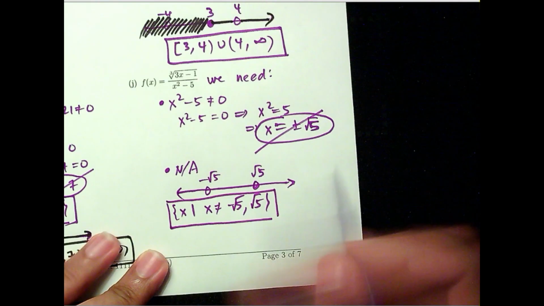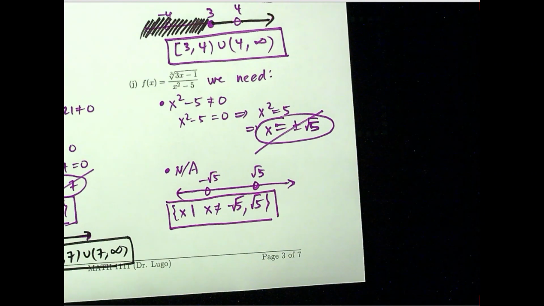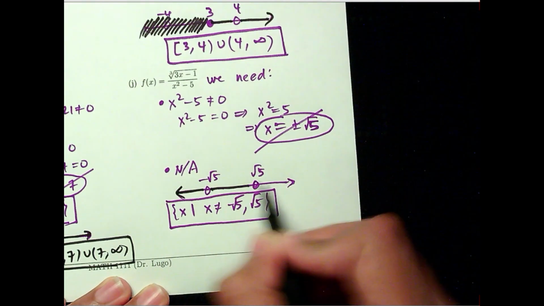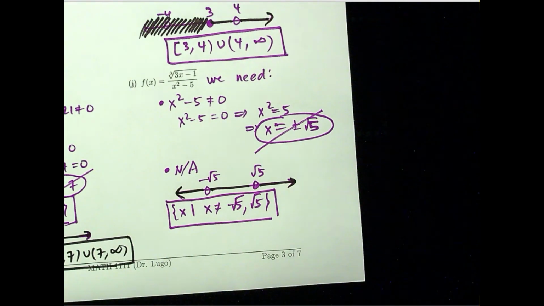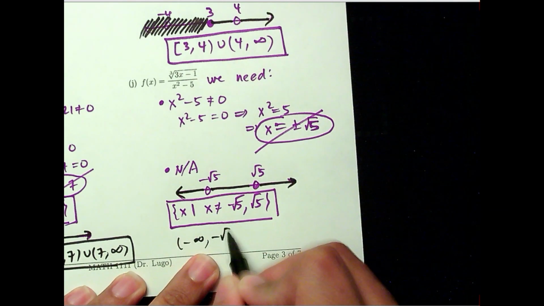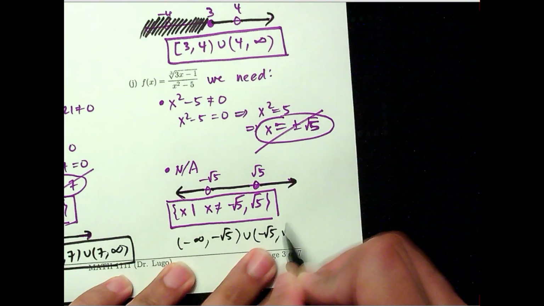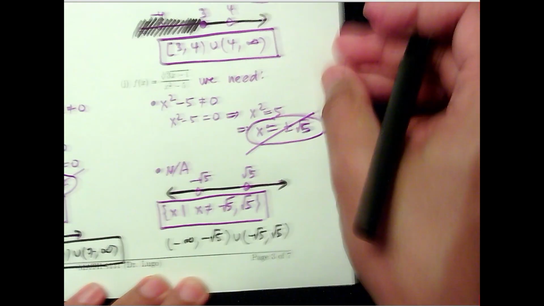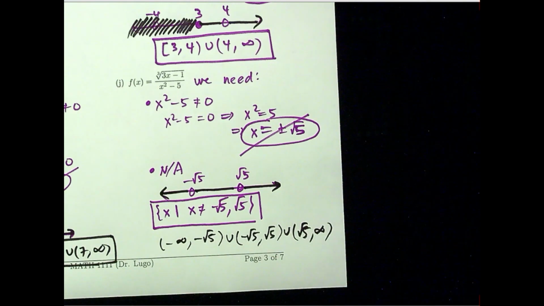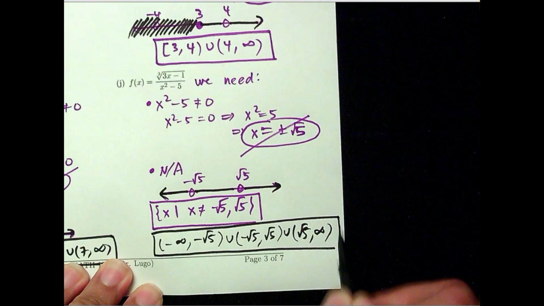In interval notation, you see there's 3 pieces. You want all numbers except those 2. So you want all of that, all of that, all of that. So that means in interval notation, the answer is going to be from minus infinity to negative square root of 5, union negative square root of 5 to square root of 5, union square root of 5 to infinity. And that's the answer in interval notation.